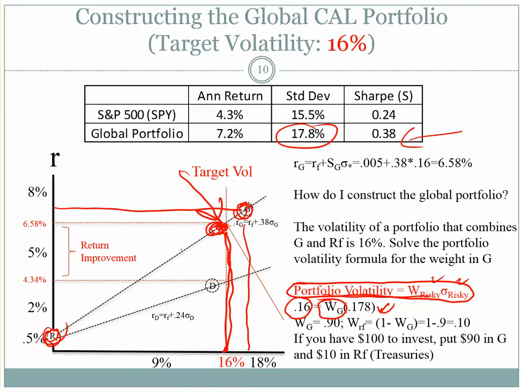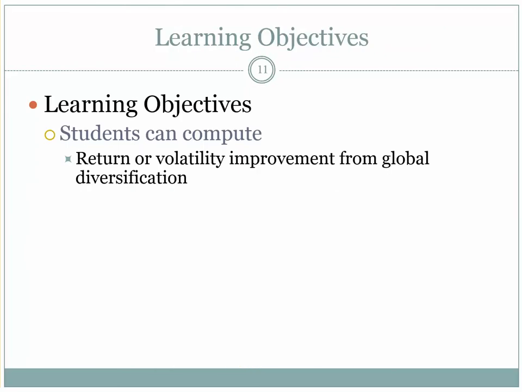And that's how I use treasuries and the risky global portfolio to allocate capital anywhere along this line. Anywhere beyond my G would be borrowing money and leveraging G. Anything less than this point, the G, would be combining G with treasuries. So hopefully you can see how you can use portfolio diversification, or in this case just finding any portfolio with a higher Sharpe ratio, to improve your overall portfolio returns.